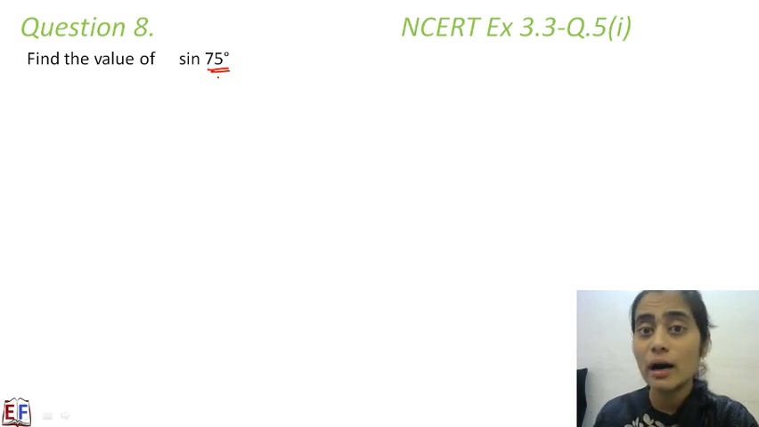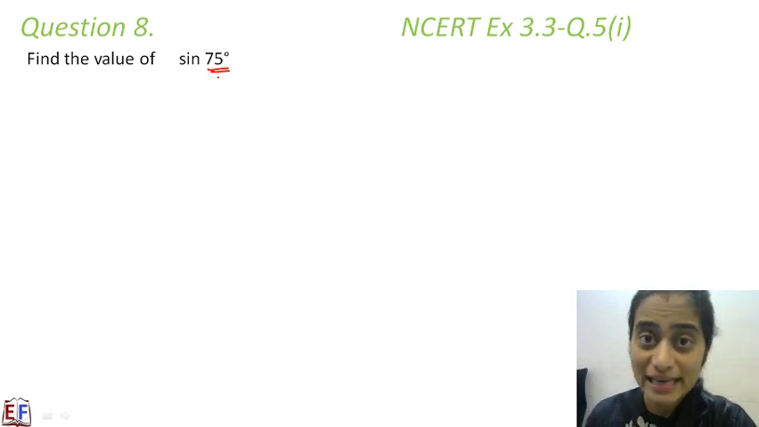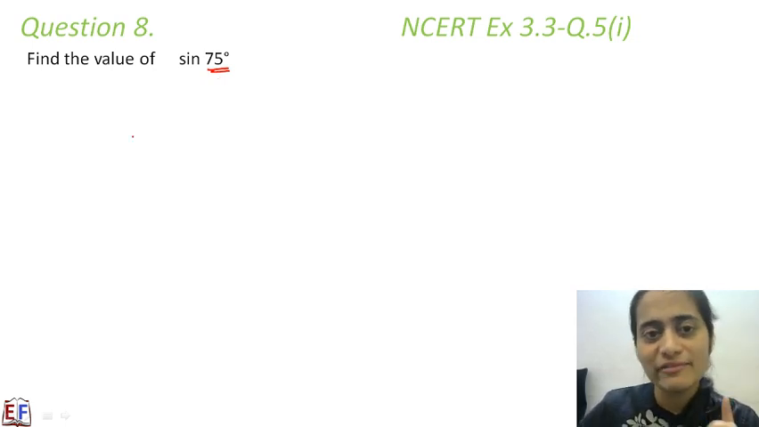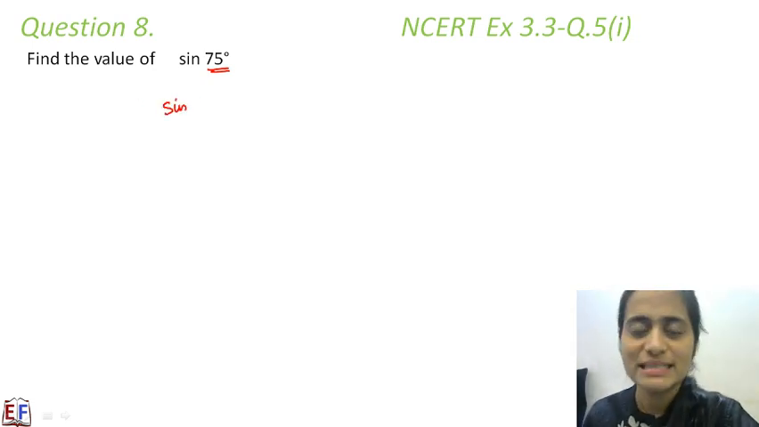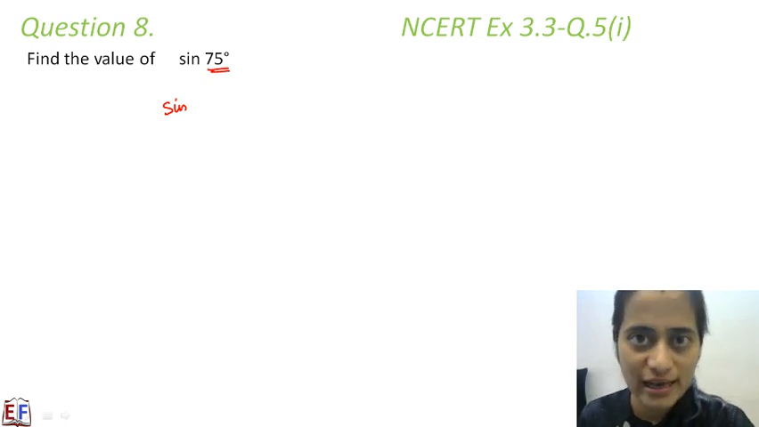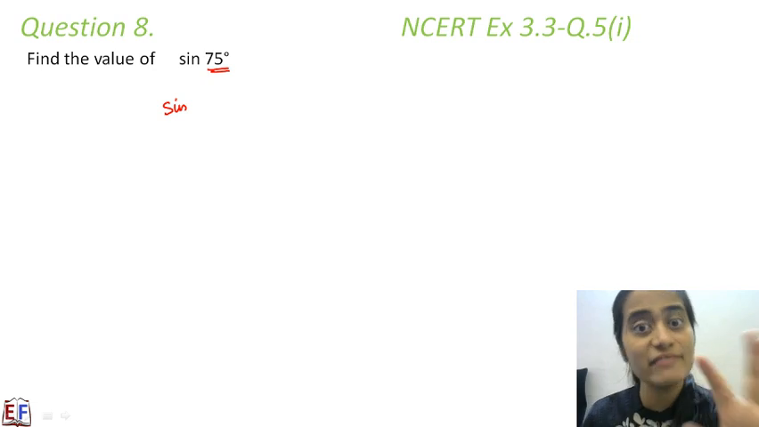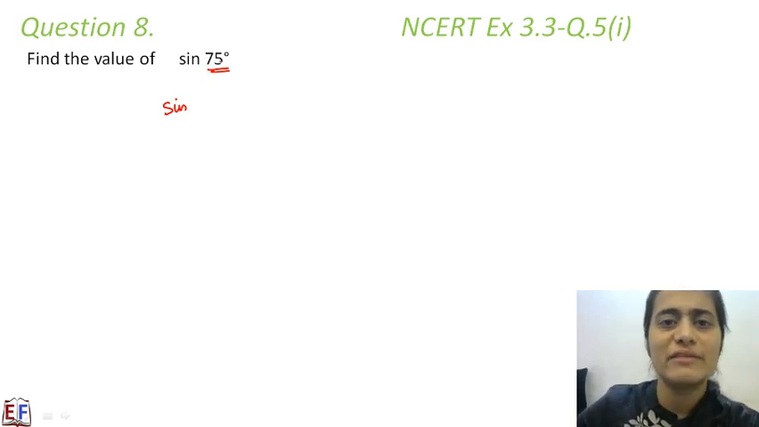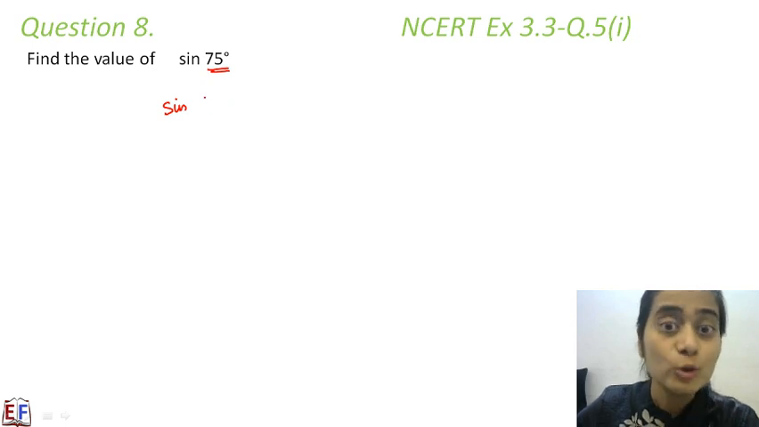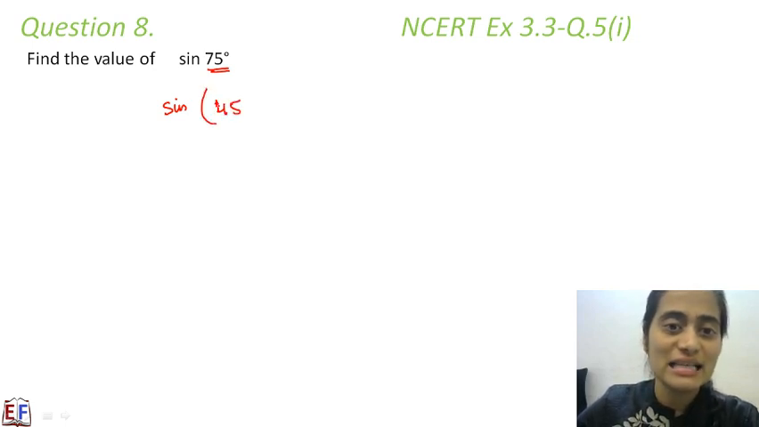बाय नाउ हमें तो इस तरह के फॉर्मूला पता है, साइन ऑफ ए प्लस बी या फिर साइन ऑफ एक्स प्लस वाई, ये हमें पता है. तो क्या हम 75 को दो ऐसे हिस्सों में बांट सकते हैं जिनकी वैल्यूज हमें पता हो? जैसे साइन 0, साइन 30, साइन 45, साइन 60, साइन 90. तो इनमें से किसी भी दो वैल्यू के कॉम्बिनेशन से हम 75 ला सकते हैं क्या? बिल्कुल ला सकते हैं. हम इसे लिख सकते हैं साइन ऑफ 45 डिग्री प्लस 30 डिग्री.